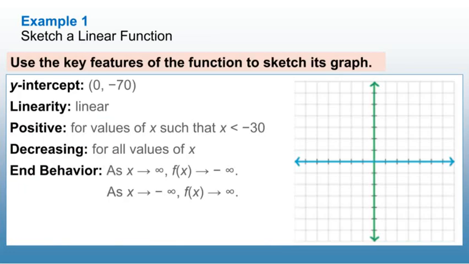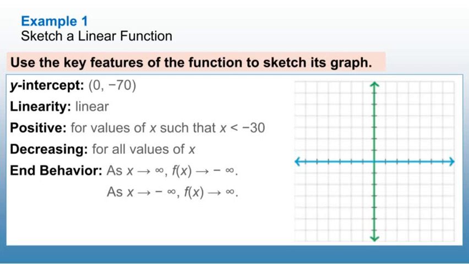So for this one, we are going to sketch a linear function when we are given this information. Not all of the problems are going to give us the same information. We can only do a rough sketch based on the information they give us. So here it says the y-intercept is at 0 and -70. So first off, I have to think of what am I going to count by on my axes so that I can properly graph this.